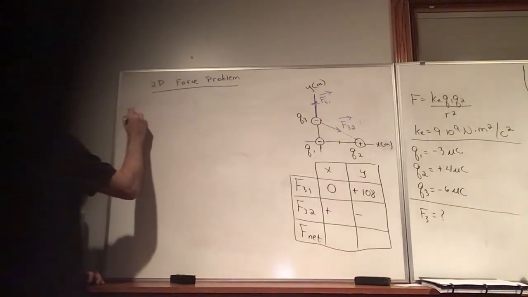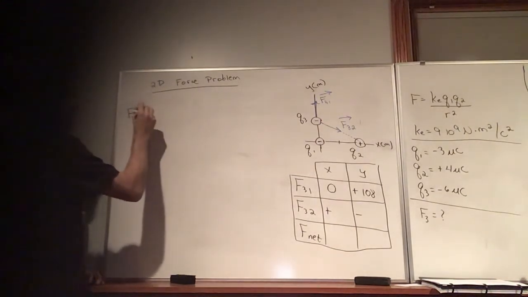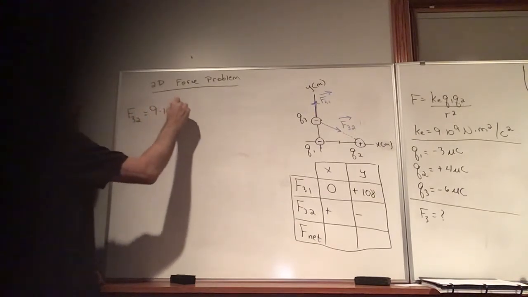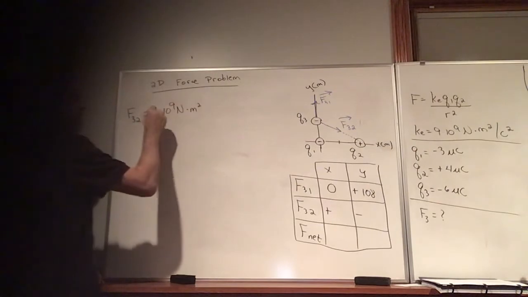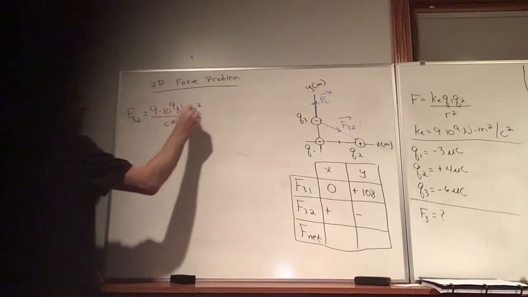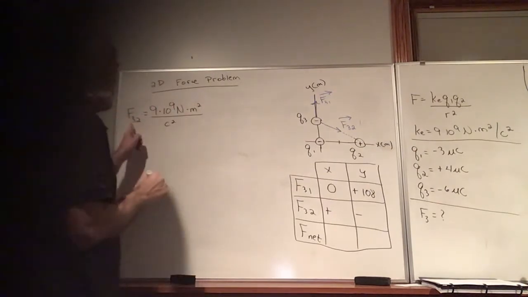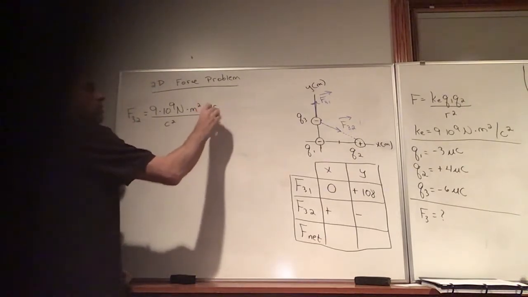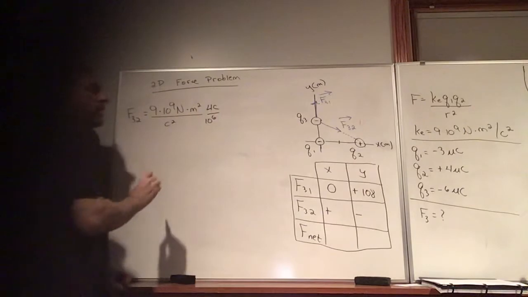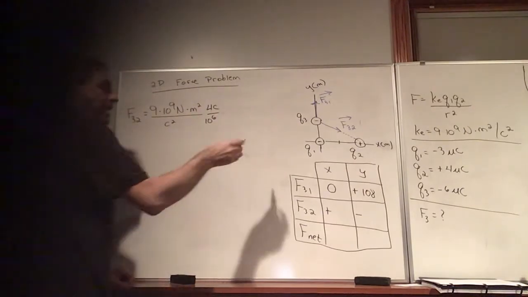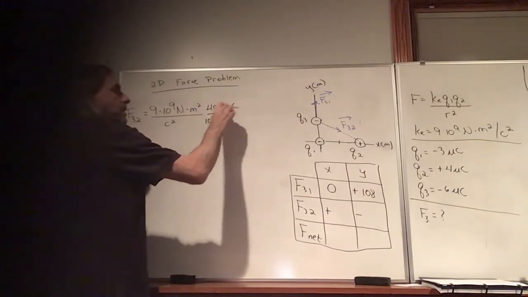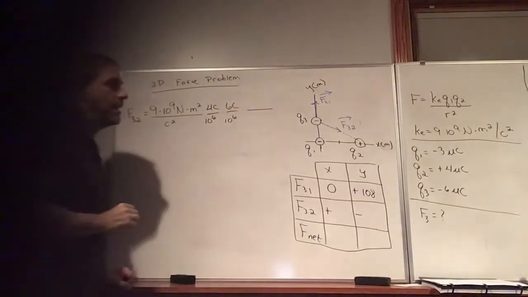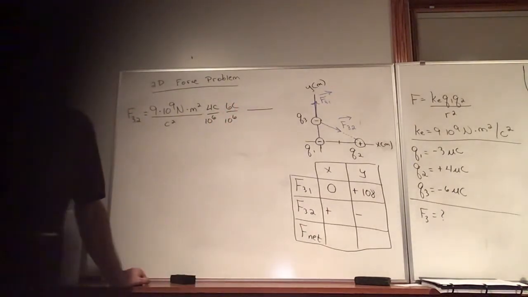Well, let's start. So we have our usual constant, 9 times 10 to the 9th. And then we have Q2 is 4 microcoulombs, or 4 coulombs over 10 to the 6. And then -6, but we ignore the negative, 6 coulombs over 10 to the 6. But now we have to divide by the distance squared.